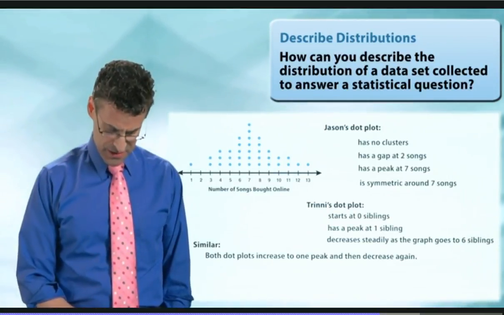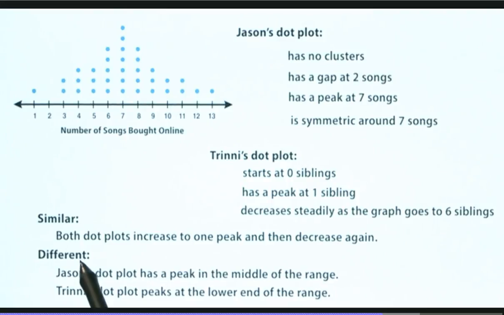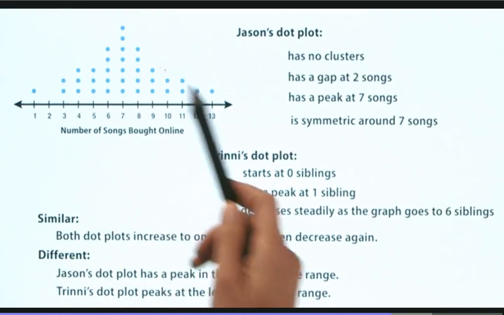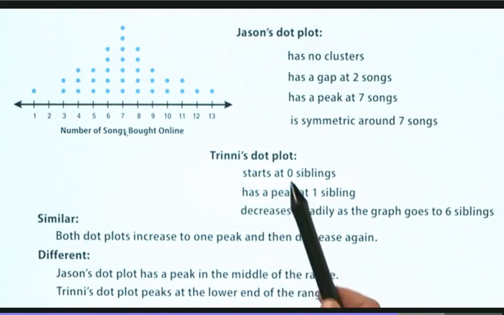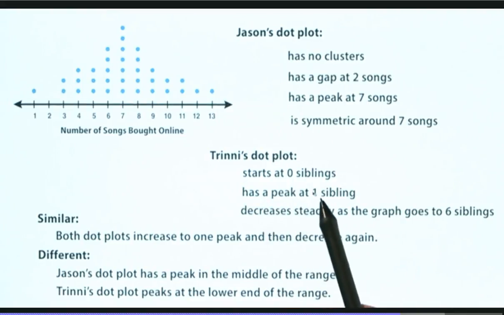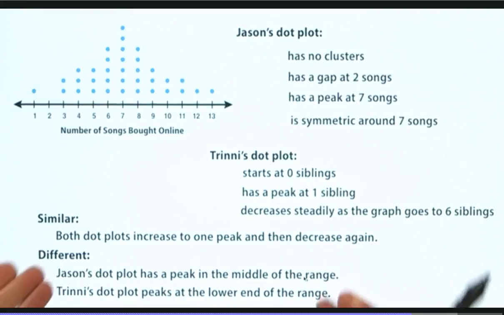And what about the differences? Well, there are a couple of differences. One difference is that Jason's plot has a peak in the middle of the range. Going from 1 to 13, 7 is kind of in the middle. Whereas with Trinity's, she goes from 0 to 6, but the peak is at 1. It's way off to the left, at a lower value. Trinity's dot plot peaks at the lower end of the range. So here you can see some differences between the two dot plots, and here you see a similarity.